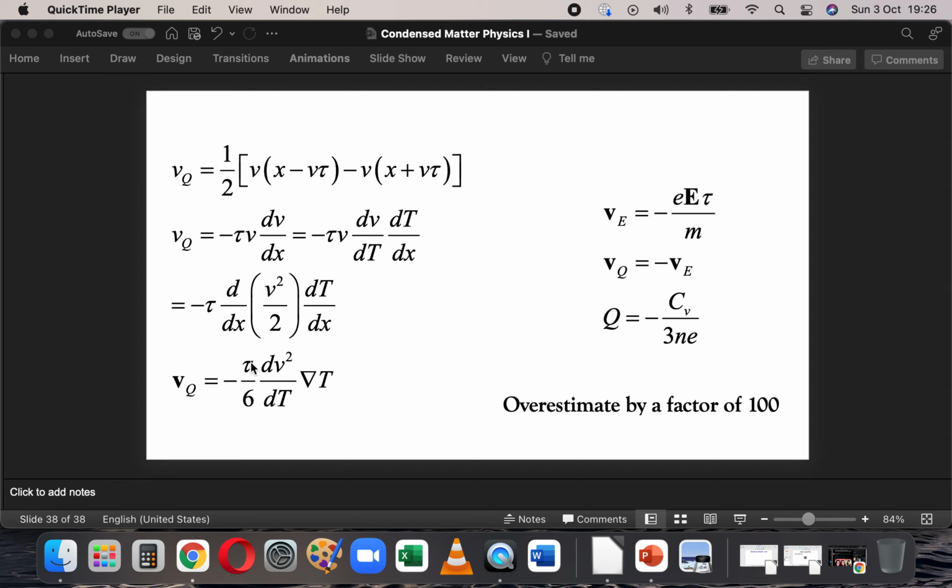v squared. This should be d by dt. Excuse me, this is not dx. This should be d by dt. Sorry about that. So I can write it as d by dt of v squared by 2.